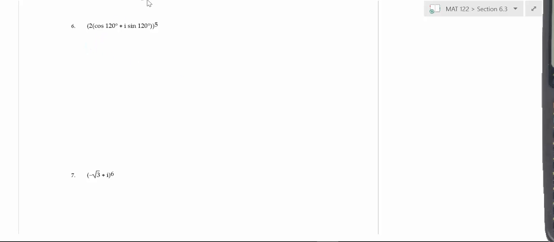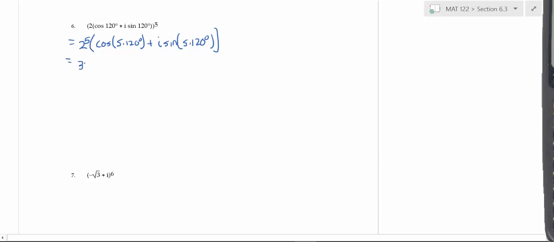Okay, so let's see how we did here. All right, so this one is already in the trig form. So what we're going to do is take 2 to the 5th by de Moivre's theorem, and then you're going to do 5 groups of 120 degrees, and then i sine of 5 times 120. So you should have started off the problem like that.